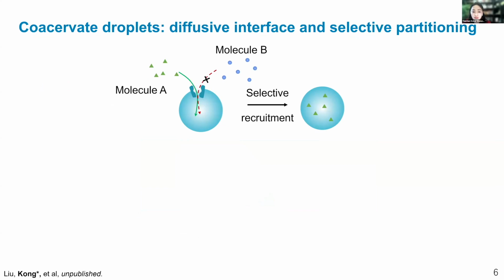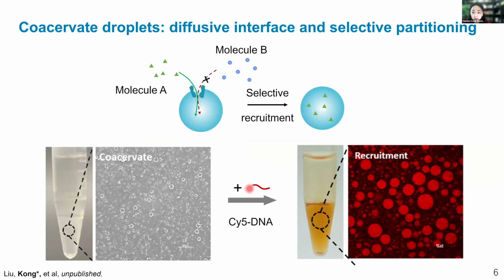Here you can see a test tube containing a coacervate phase, and when we add Cy5-labeled DNA through the diluted phase, the DNA molecules become visibly enriched within the droplets, as shown in the red fluorescent image on the right. The fundamental reason behind this selective enrichment is that the droplet interior provides a unique chemical environment.